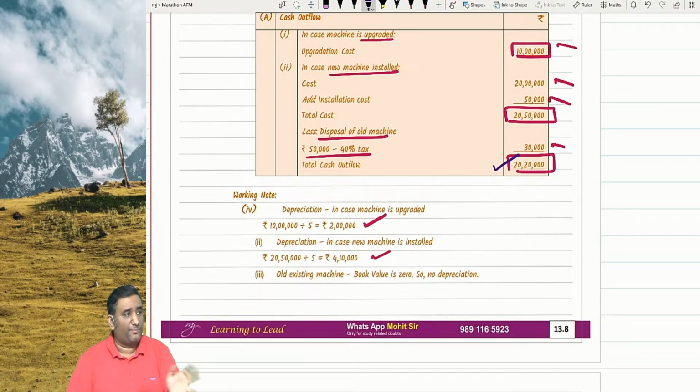This was a normal replacement, but if you look at this type of question for the first time, there could be a challenge of how to do it. Nothing to be done. Generally we do old and new. In this one, upgradation, old and new. So you have to do accordingly.